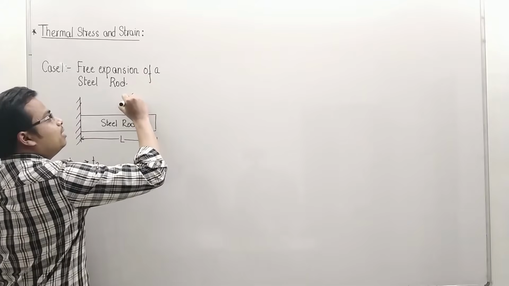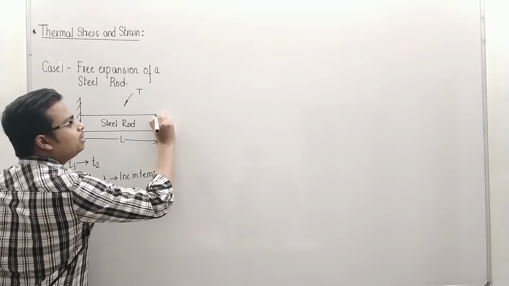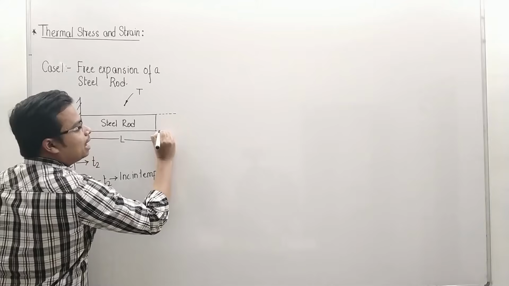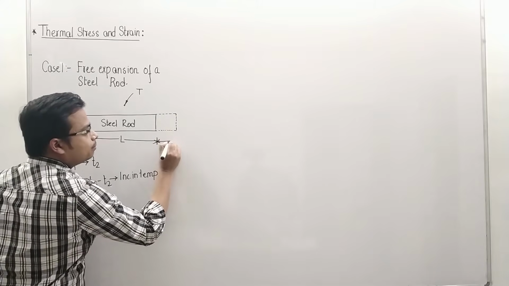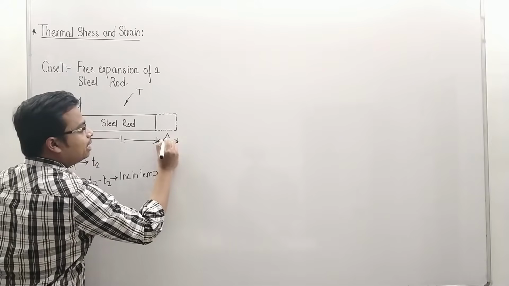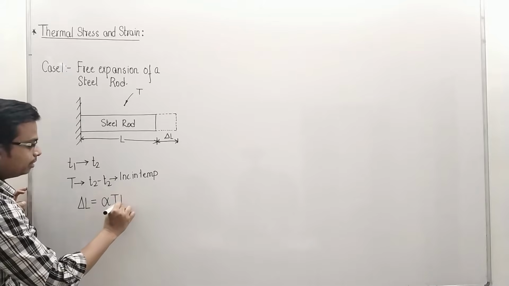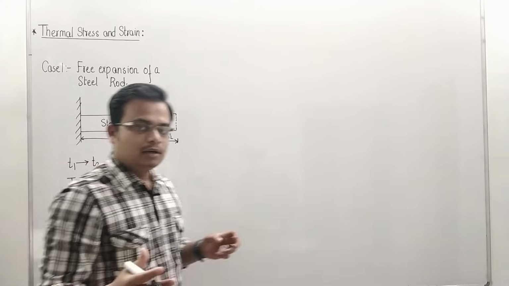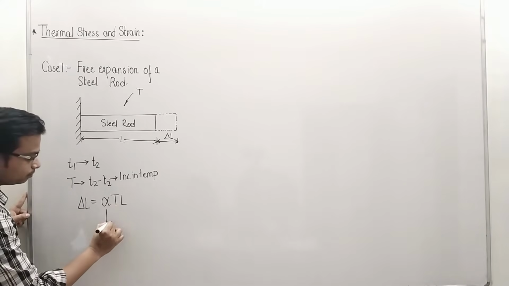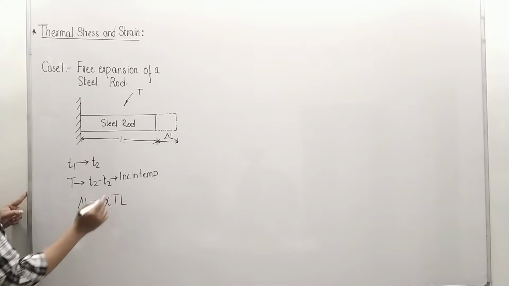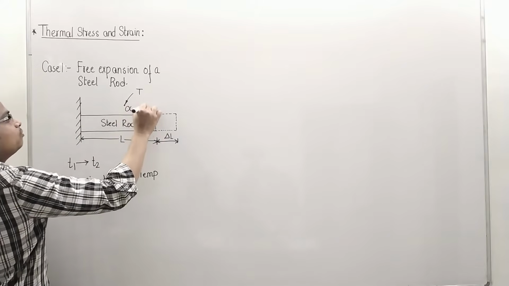Now, when this is given a temperature rise, let's say ΔT is the increase in temperature, then the length would increase by a certain amount. And this is the free expansion. This over here is basically represented by delta L. And this delta L is nothing but alpha into ΔT into L. Now, some of you guys might be wondering as to what alpha is. Let me tell you, alpha is the coefficient of linear expansion. Okay, remember this. Let me write it over here. Alpha is the coefficient of linear expansion.